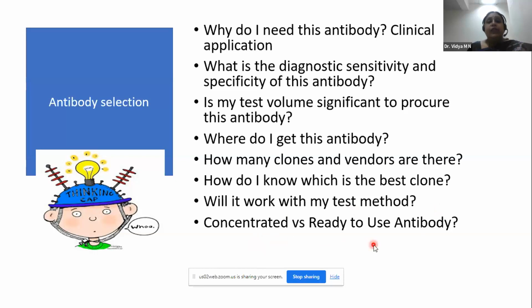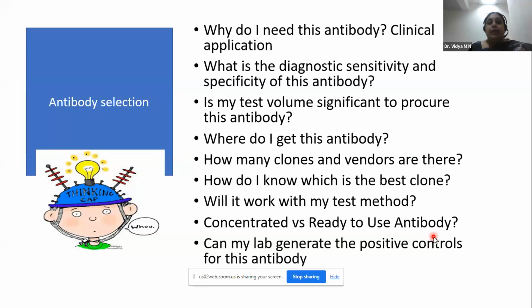And you need to also see your test volumes when you figure out at what concentration you're going to use, and how many tests can be performed with that particular concentration. So when there is a very high volume, generally the concentrated antibodies work well rather than ready to use antibodies. Ready to use antibodies, you may get them in volumes like 3 ml, 6 ml, 12 ml, etc. So based on your test requirement and volume, you need to decide. The last but not the least, can my lab generate positive controls for this antibody?